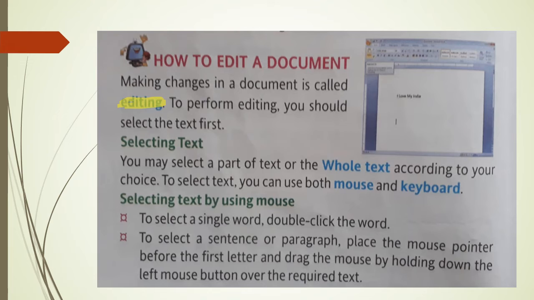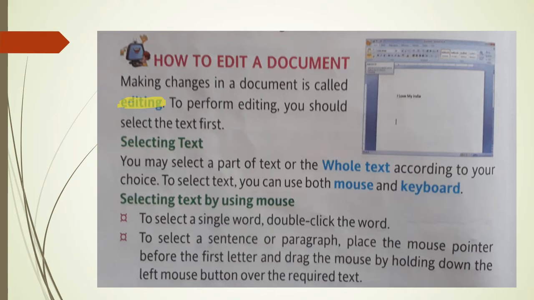To select a text, you can use both mouse and keyboard. For selecting any text, whatever you have written, you can select according to your choice. If you want to select a word only, you select the word, and if you want to select the whole text, you can select the whole text also. Selecting can be done by using the mouse and by using the keyboard. So, selecting text by using mouse.